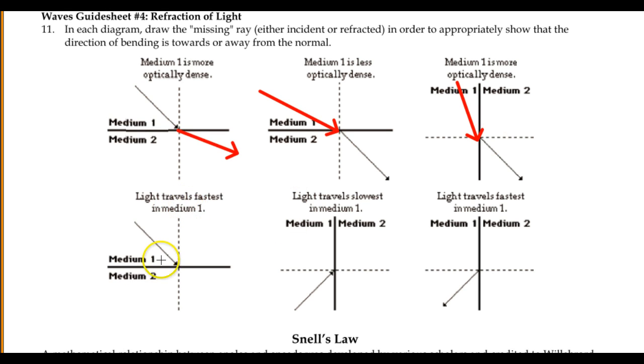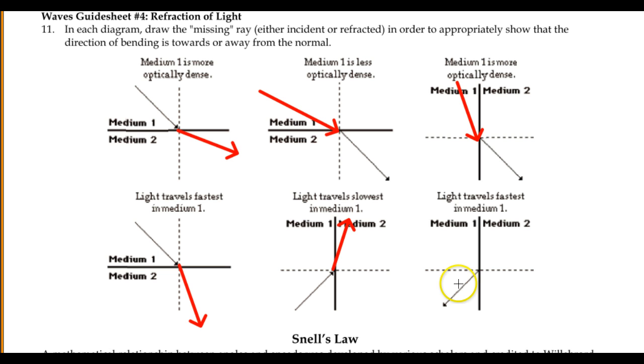Light travels fastest in medium number 1, so it's faster to slower, so it must bend toward the normal. Light travels slowest in medium 1, so it's traveling slower to faster, so it must bend away from the normal. Here's where it would go if it wasn't being bent, so it has to be something steeper where this angle increases.